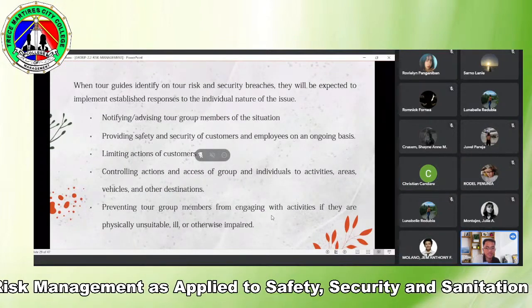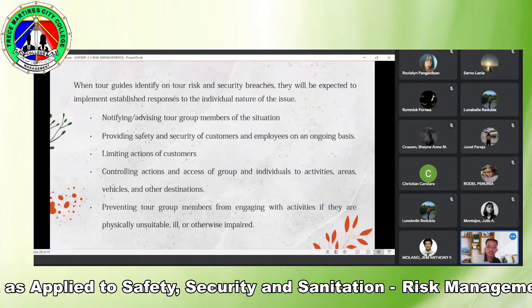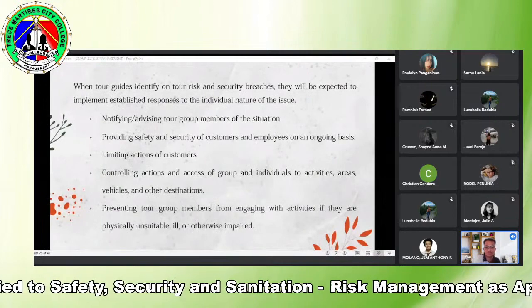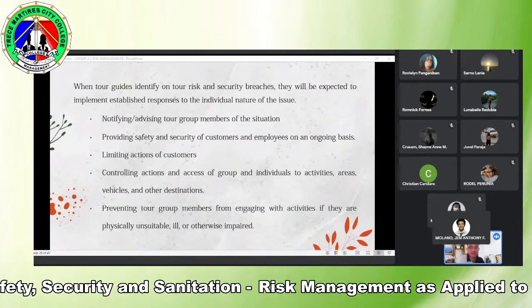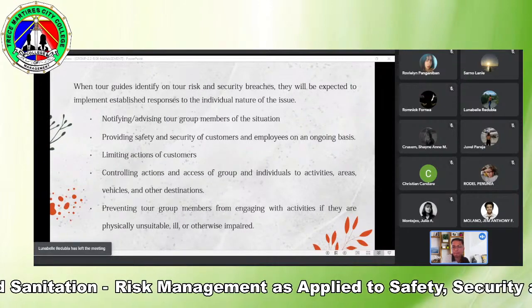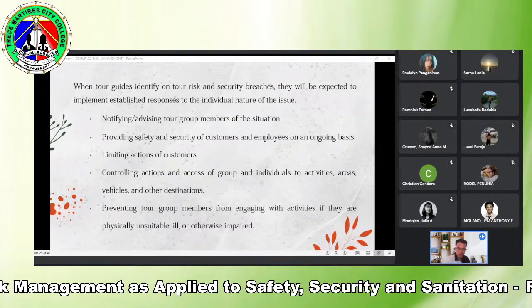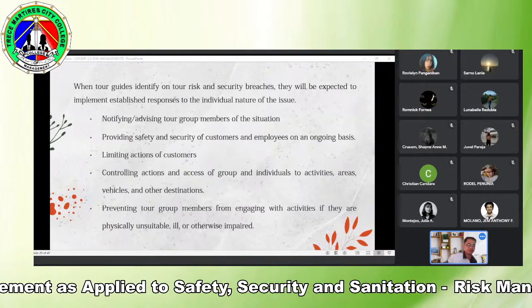Di ba madalas natin yan naririnig or nakikita sa mga signage ng mga construction, di ba? Safety first. O bakit daw it's important to consider the safety of the workers. Yes, Mr. Molano.